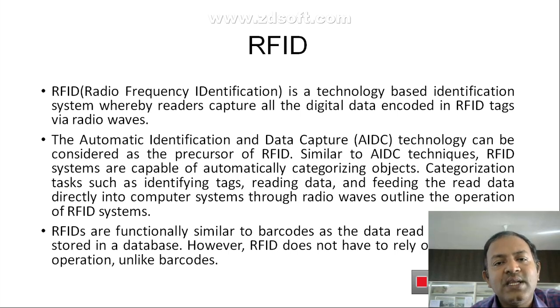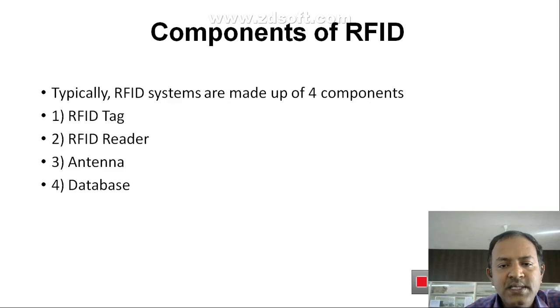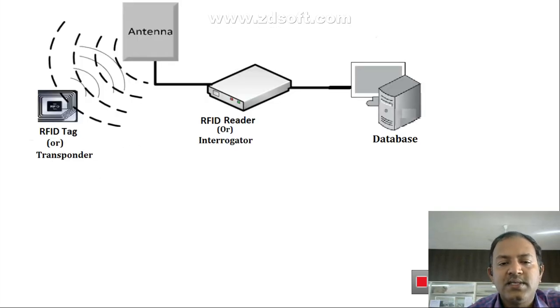After that it has a reader, which acts as the receiver. All the data is then fetched into the computer. So these are the main components of RFID. Typically RFID systems are made up of 4 components: RFID tag, RFID reader, antenna and database. This is a diagram of RFID.